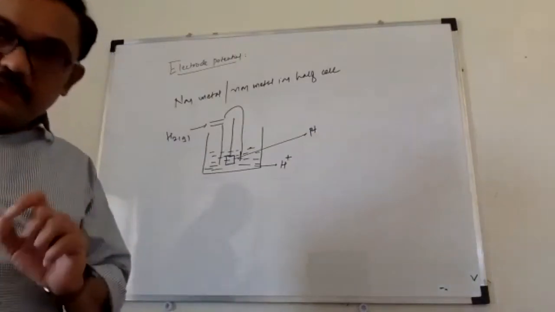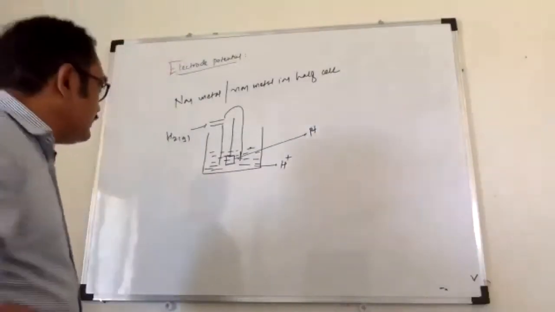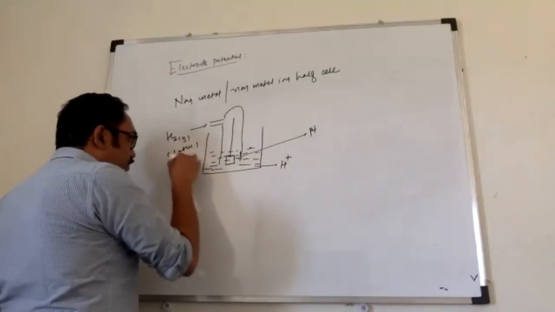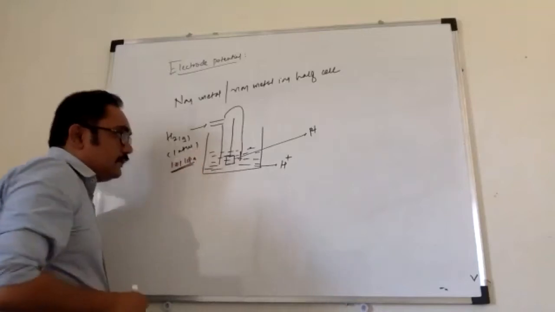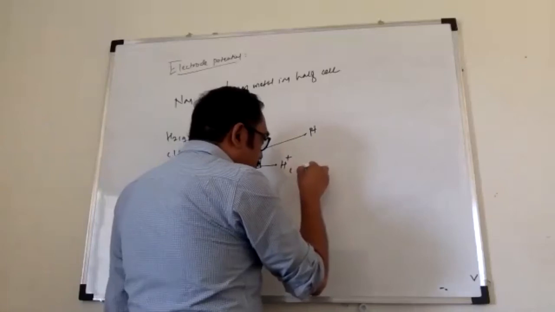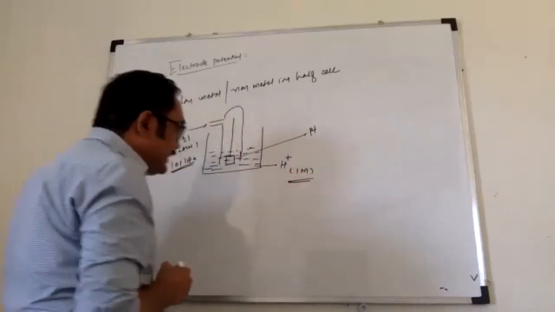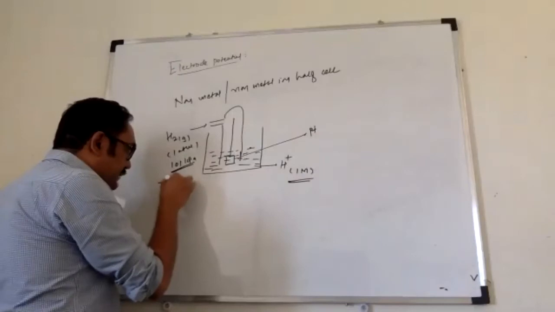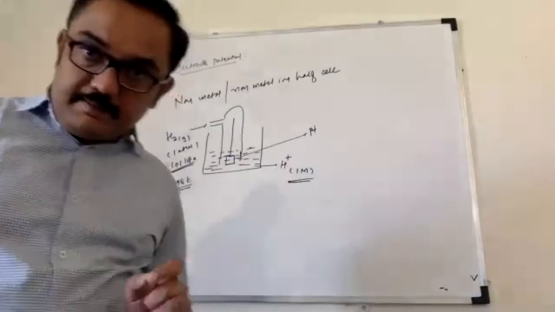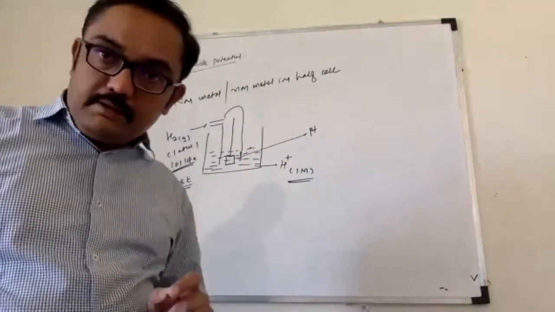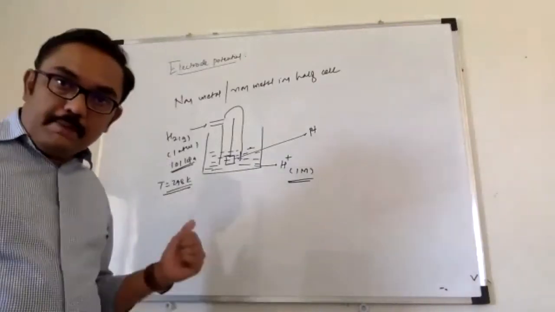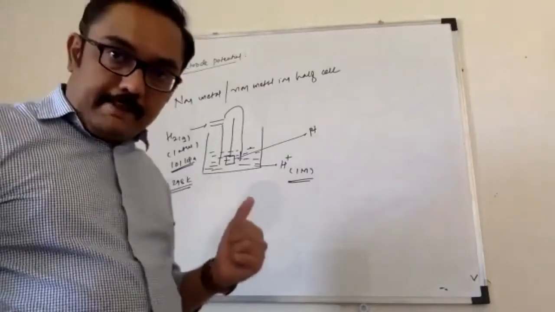The pressure of hydrogen gas, I'm talking about standard condition, is kept at 1 atm, or you can say 101 kilopascal. The concentration of H plus ion is kept 1 mole per decimeter cube, and the temperature is kept 298 Kelvin in the standard condition. This half cell system is called non-metal in contact with the non-metal ion.